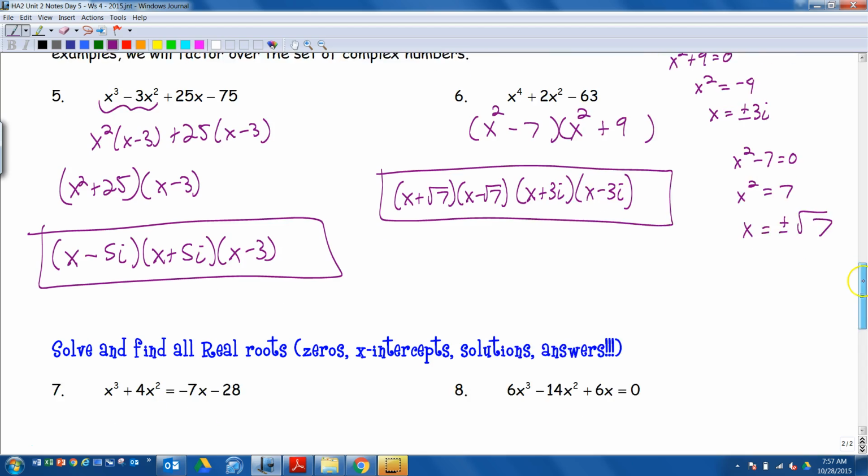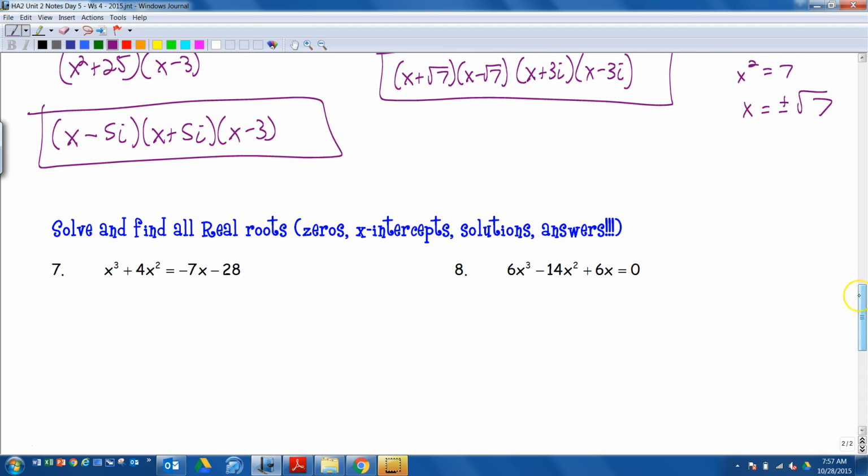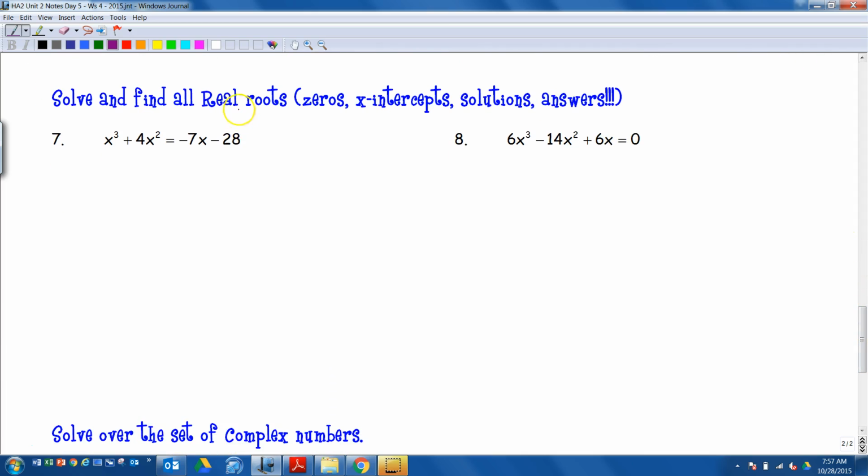Okay, so the last thing we're going to do is factor and solve. Okay, find every answer. Basically find the root, zero, they're all the same thing. X-intercept. Whenever you graph these, you're finding the x-intercepts. So, first thing you should do though is move everything over, because you want it equal to 0.